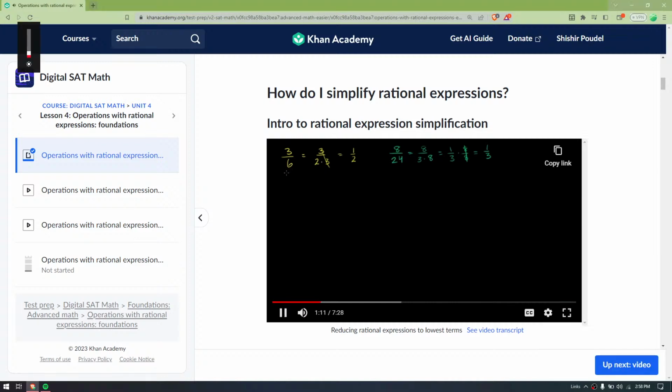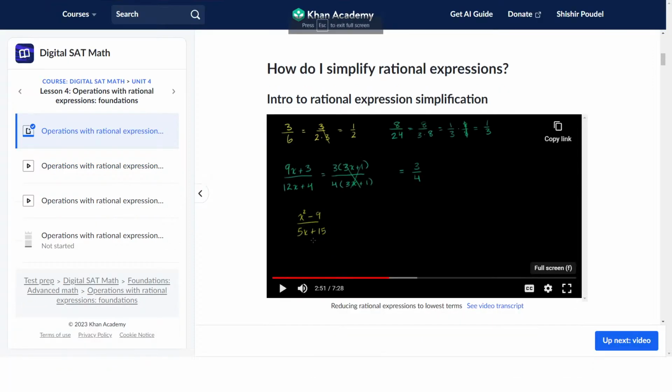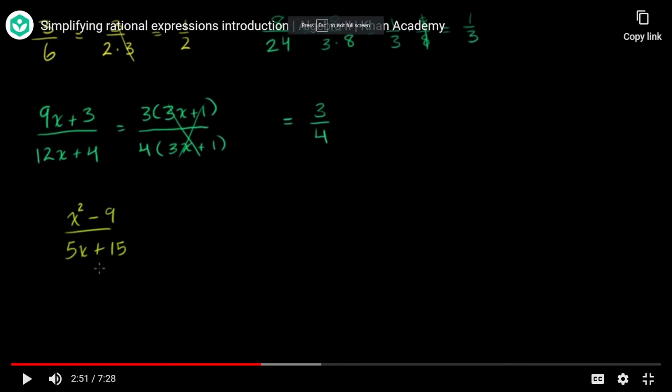These are rational numbers. Rational expressions are essentially the same thing, but instead of the numerator and our denominator, we can factor out 15 over 5x plus 15. So what is this going to be equal to?